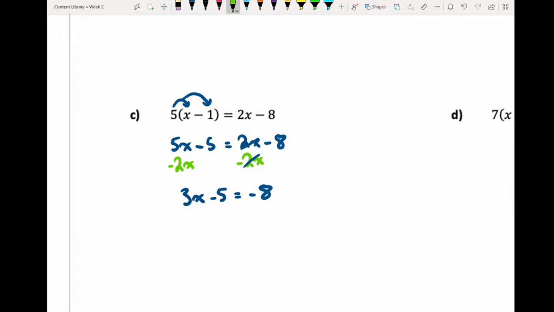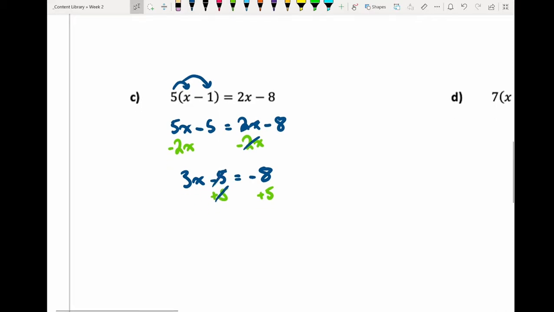Now I want to work at getting x by itself. So there is some subtraction that's associated with the x. Right? Again, you want to look for subtraction or addition first. So in this case, I see the subtraction, I want to get rid of that. In order to cancel it out, I have to do the opposite, or addition. So I'm going to add 5. I'm going to add 5 to the other side to keep things balanced. One side will cancel out, and we're left with 3x equals negative 3.